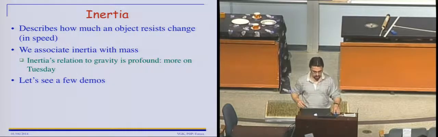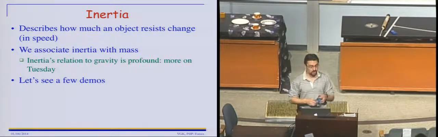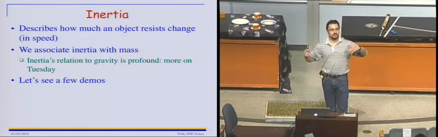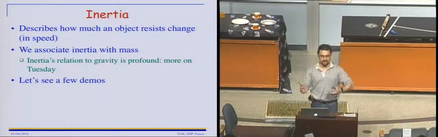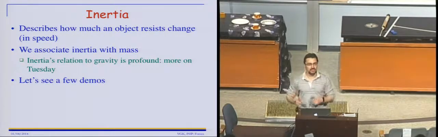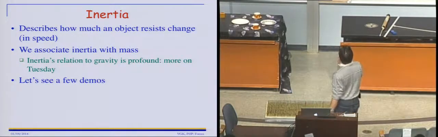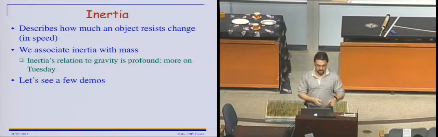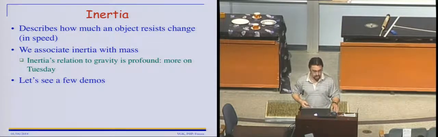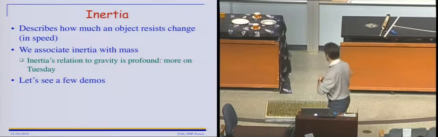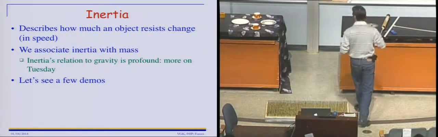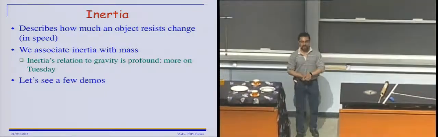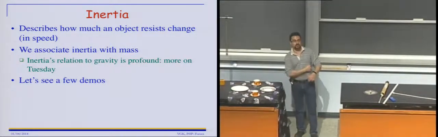First of all, the law of inertia describes how much a massive object resists a change in its state. In other words, how much it resists a change in speed, and we know this as acceleration. So let's see a few demonstrations of this. Every massive object likes to stay at rest unless a force is applied to it.